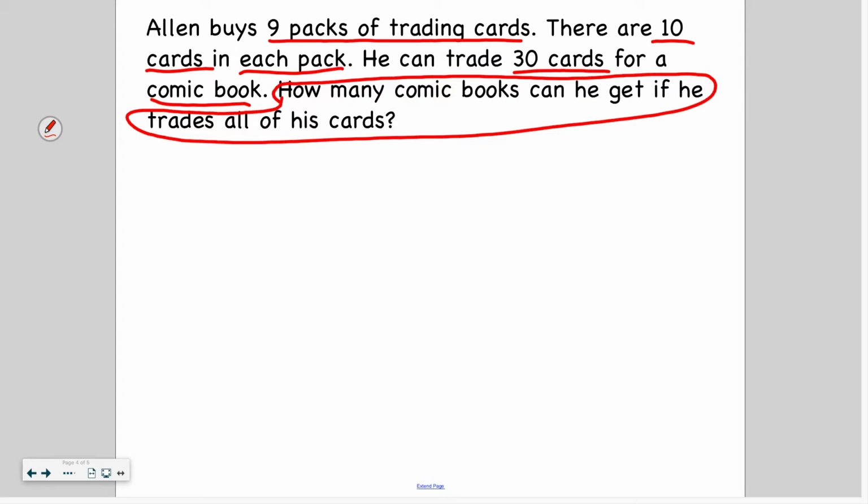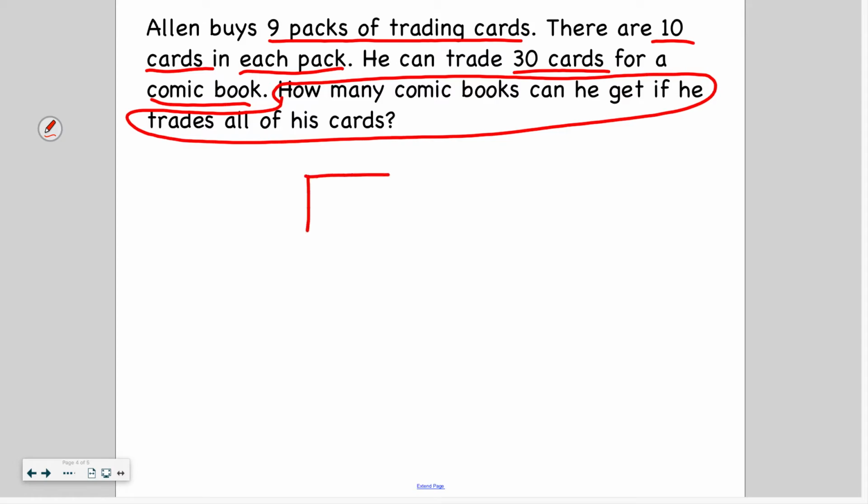So this is definitely a 2-step problem. I need to first figure out how many trading cards he has, and then see how many groups of 30 I can make out of those trading cards that he has. Each group of 30 can give him a comic book, and we want to know how many comic books he can get. All right, so pause now, please, and then press play once you're done solving and are ready to check your work.